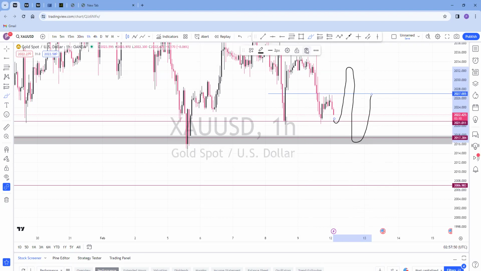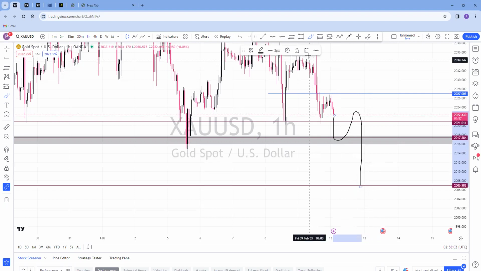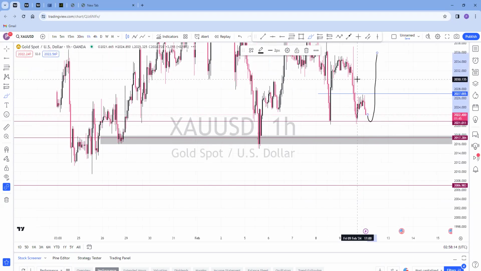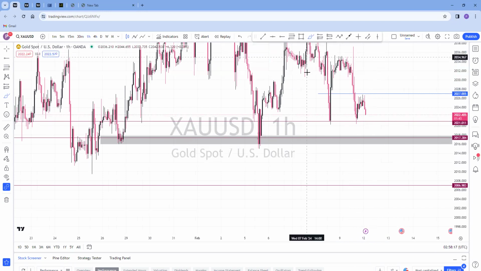Or it can just come all the way here straight away and go back up like this and keep dropping. Okay, this is also possible. Again, it can just create a double bottom right here and go all the way to 2035. This is also possible. All right. So all we need is patience to wait and see what is going to happen before we go into the market and pick some trades.